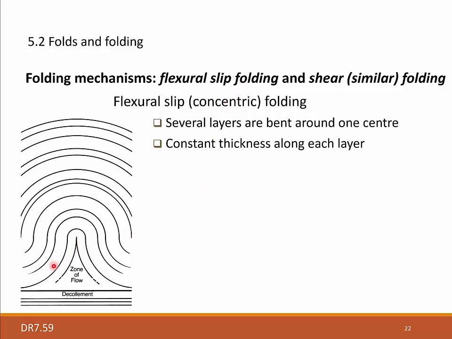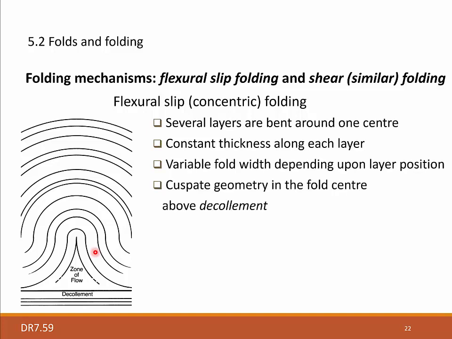We also see that the thickness of layers, if we follow the layer from one limb through the hinge to the other limb, remains constant. That is the most striking and easily recognizable characteristic of flexural slip or concentric folds.